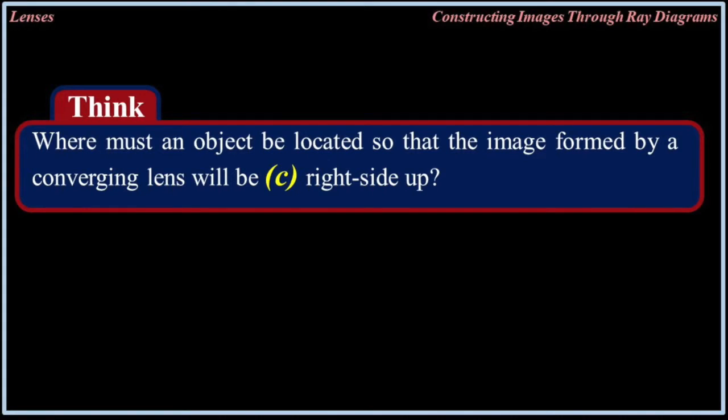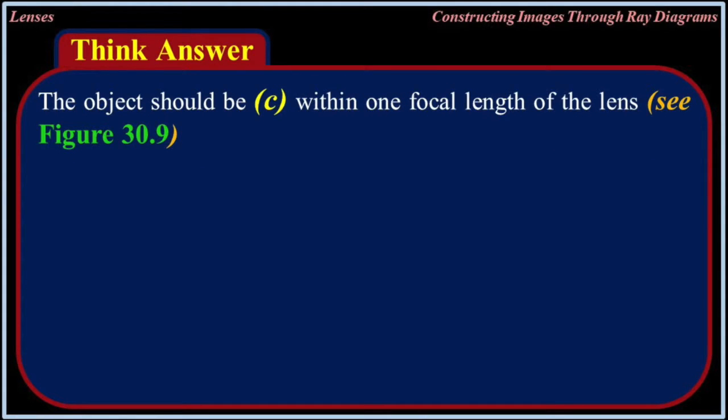Where must an object be located so that the image formed by a converging lens will be C, right side up? The object should be C, within one focal length of the lens. See figure 30.9.